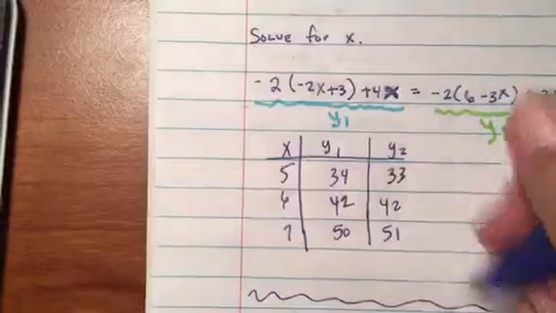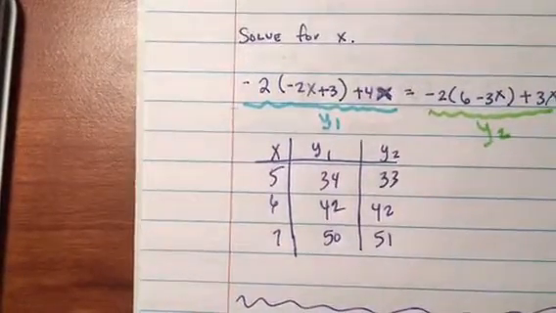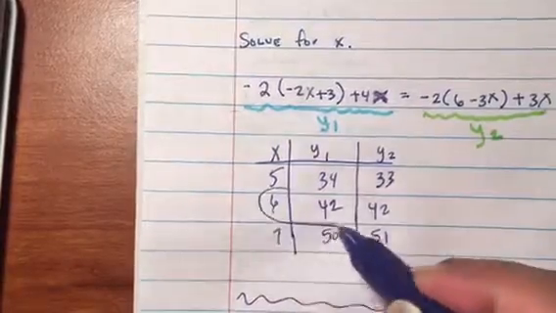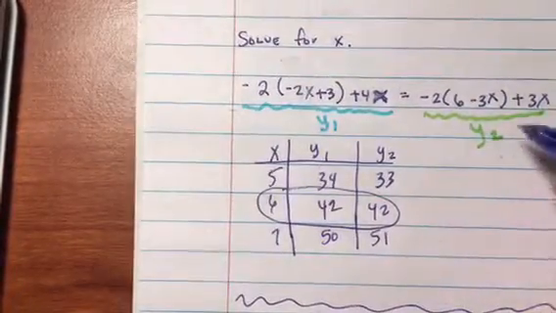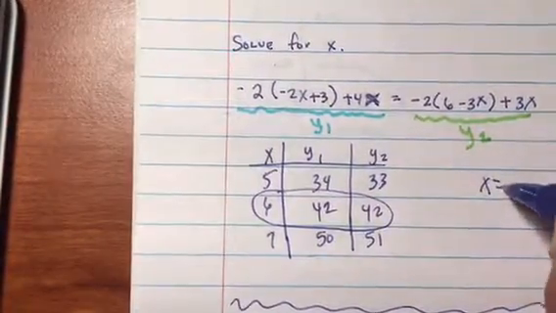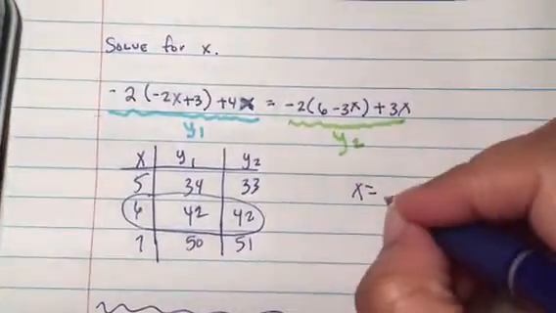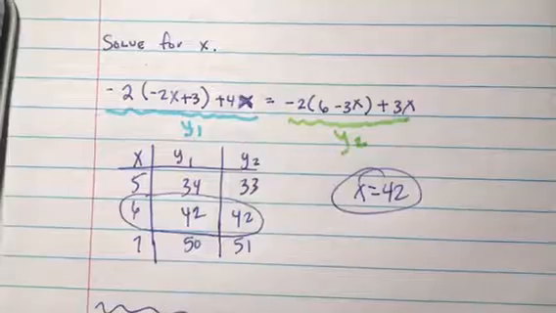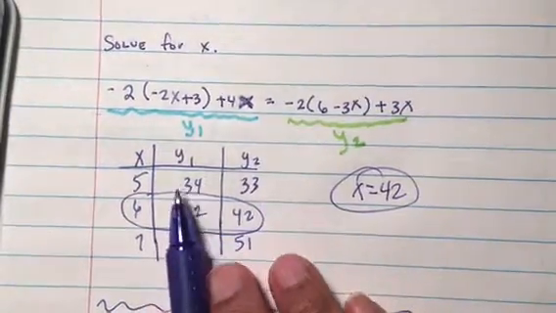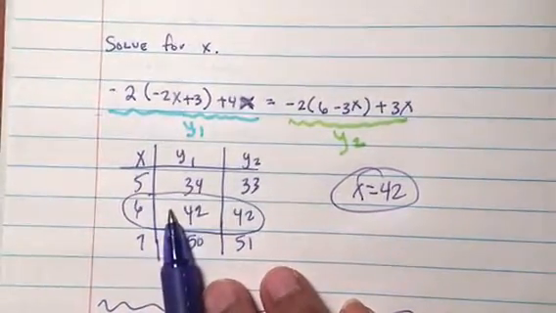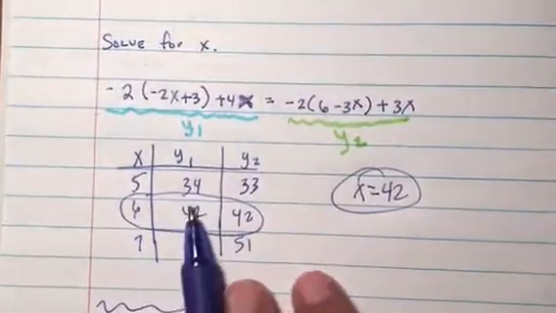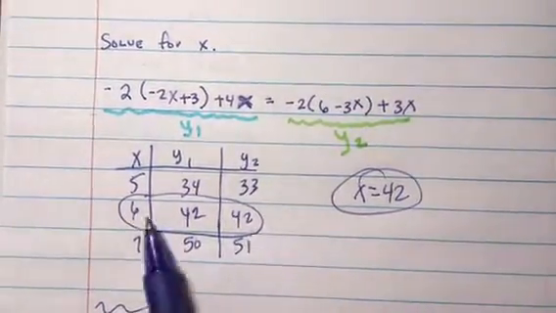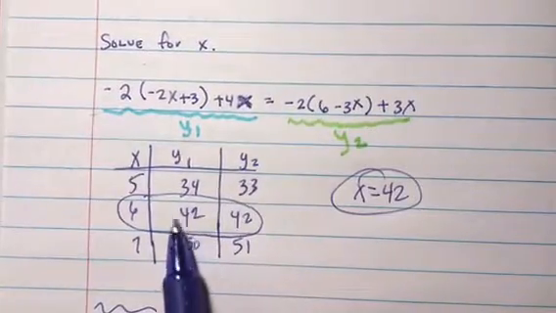Basically what I need you to know is where the two numbers are the same for the y equals, there's your answer. So in this case, x equals 42, and that's your answer. On your assignment, I don't necessarily need you to do this every time, but for this assignment, I want you to put that in there so that I know that you know what you're looking for.